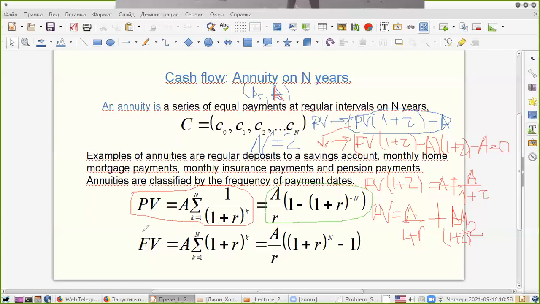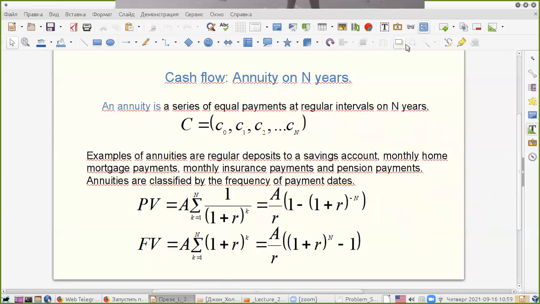And we can compute the future value. The future value is what will be the sum in n years, and it will be a similar formula, but this factor is not in the denominator but in the numerator, and we can use the formula of geometrical progression too. These are the two formulas for present value and for future value.